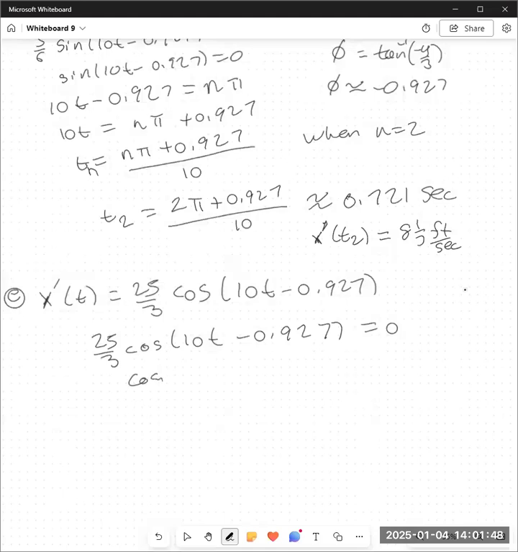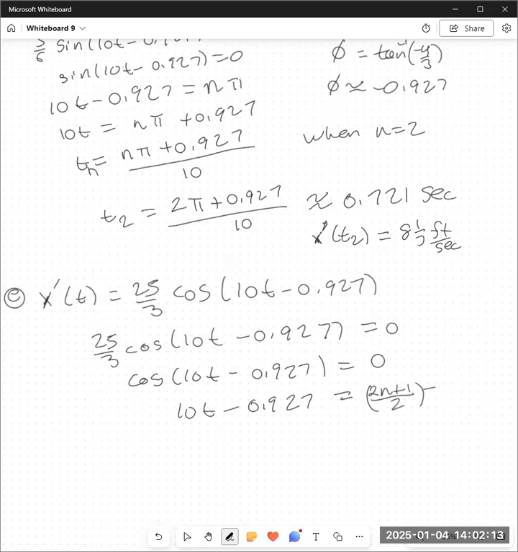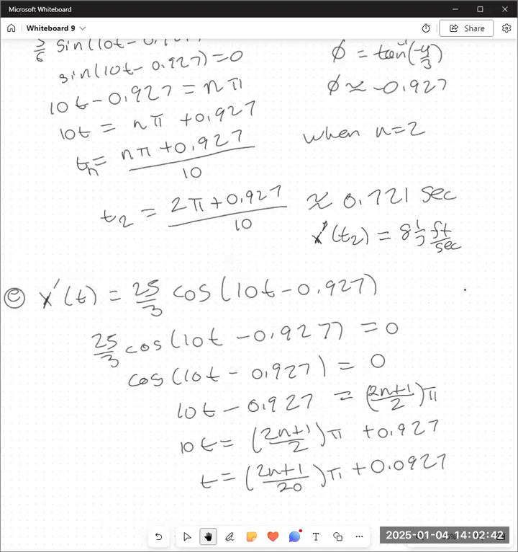That's going to be cosine of 10t minus 0.927 is equal to 0. So 10t minus 0.927 is equal to, now cosine is 0 at odd multiples of pi over 2, so 2n plus 1 over 2 times pi. So that's going to get me 10t is equal to 2n plus 1 over 2 pi plus 0.927, and t is equal to 2n plus 1 over 20 pi plus 0.0927. So that's my exact answer for part E.